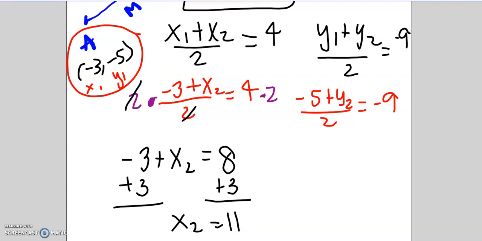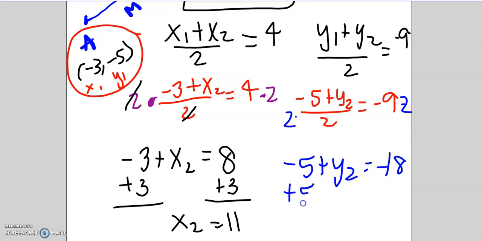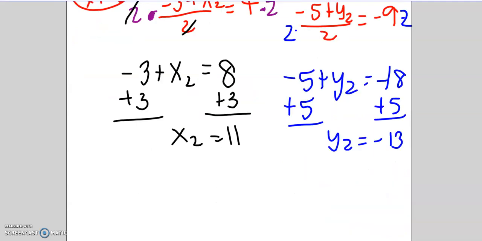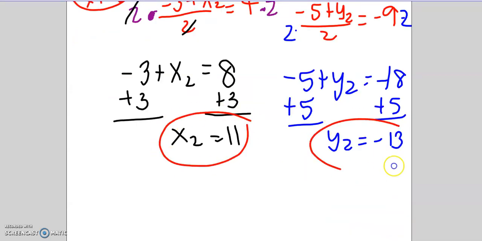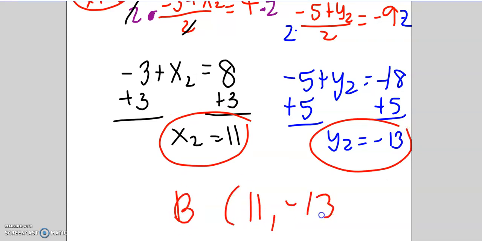And we've got to do the same thing with our y, right? Multiply both sides by 2. -5 plus y2 equals -18. I get y2 alone by adding 5 to both sides. y2 equals -13. And there is my point, when I put these together, that represents the endpoint B: 11, -13.